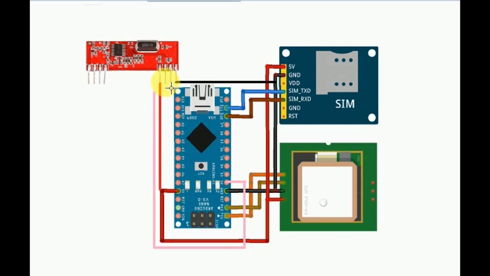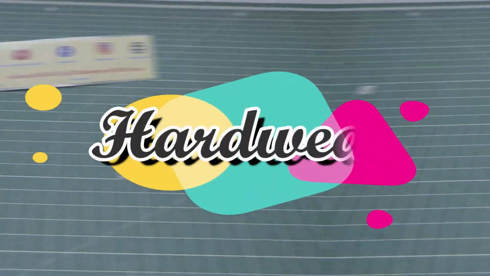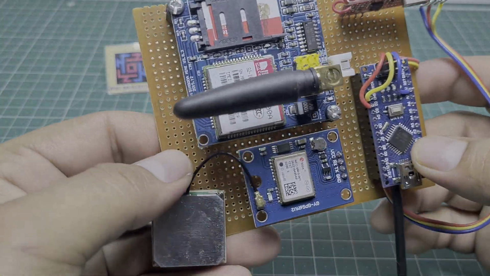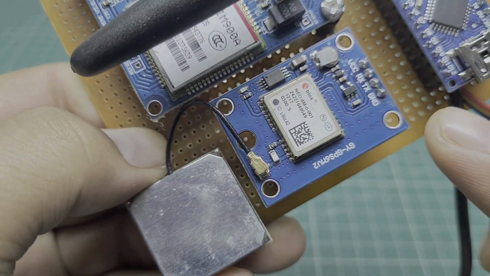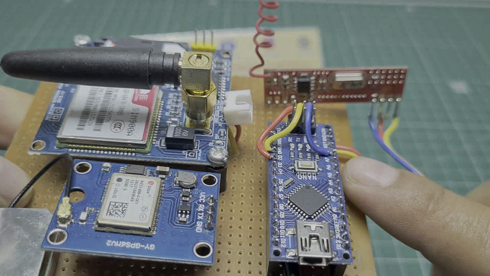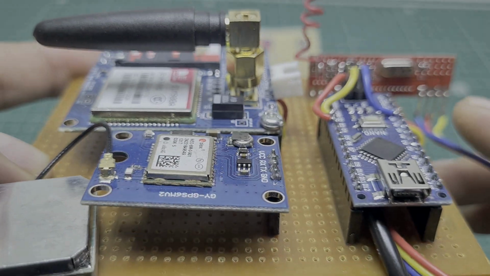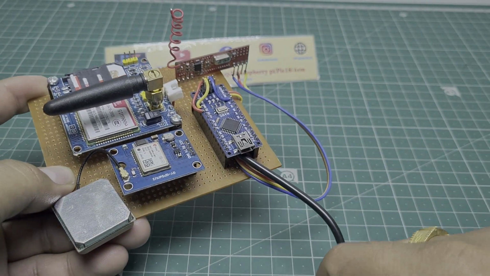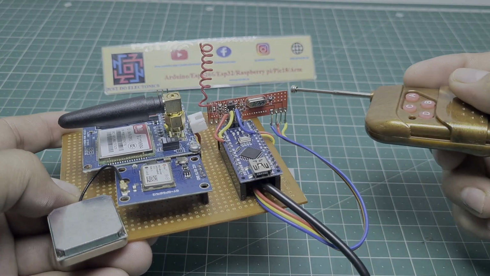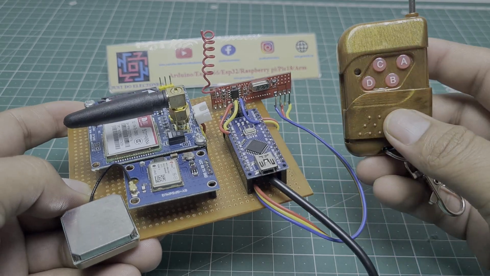Okay, the circuit diagram is final, and let's go and see the hardware of this project. Which hardware do I use in this project? I use this SIM900A GSM module, Neo 6M GPS module, Arduino Nano microcontroller, RF receiver, and for the remote I use this RF transmitter. This one is the RF receiver and the remote is the RF transmitter.